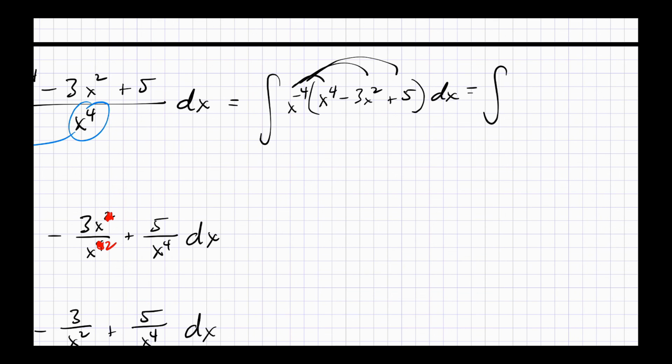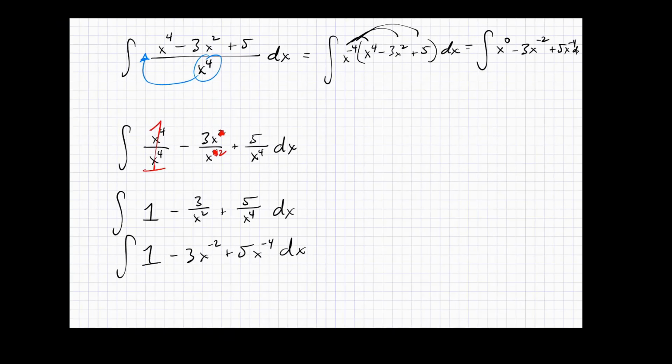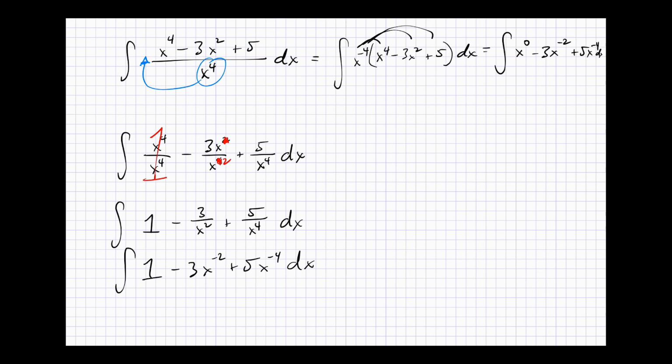What do we do with these powers when I distribute? Add them, right? So the first one would be x to the 0, right? The next one would be x to the negative 2. And the last one would be x to the negative 4. That's exactly what I have down here. Isn't x to the 0 power the same as just positive 1? Okay. And then go that way.